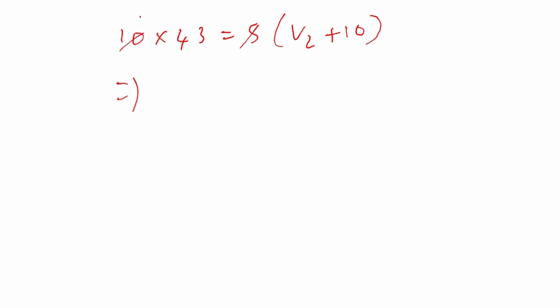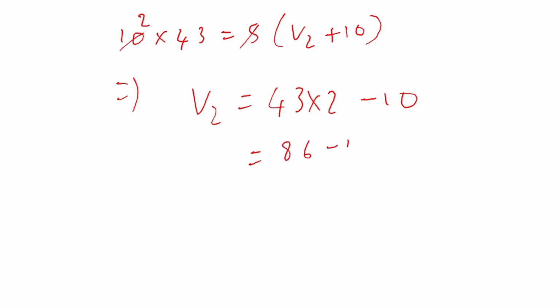So 5 and 10 can cancel off and simplify to 2. So you essentially get V2 is 43 times 2 and then minus 10. 2 4s are 8, 2 3s are 6. As you can see, this velocity ends up being different than that of the first example.